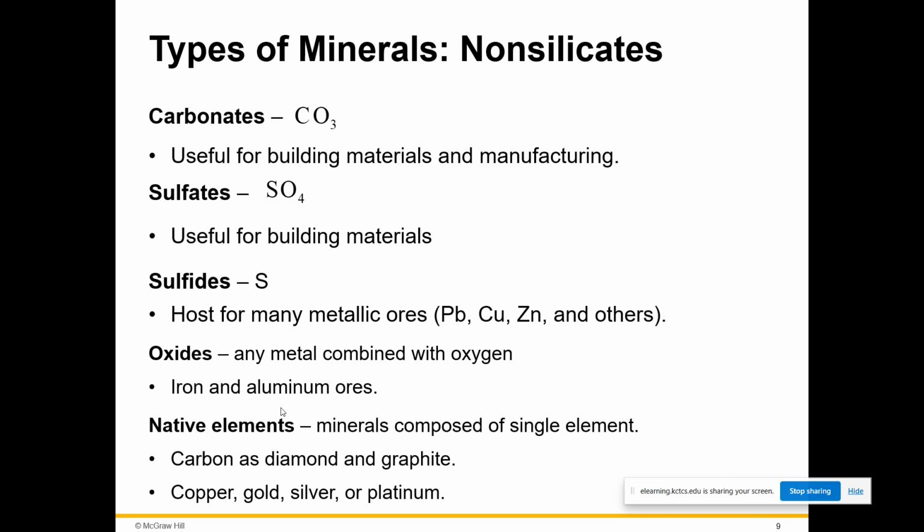Non-silicates can also be common. You have your carbonates, like your limestone. You have sulfates and sulfides, oxides, which includes iron and aluminum ores, and then some native elements. These are like your copper and gold. Gold is just an element on the periodic table. It doesn't bond with anything.